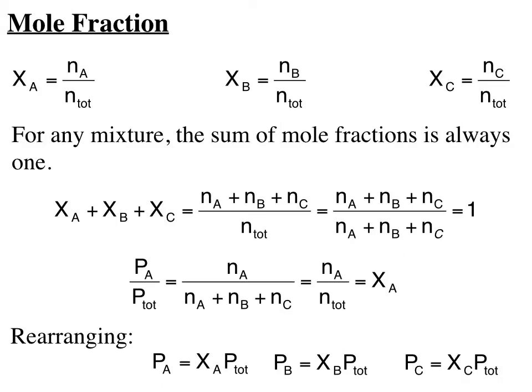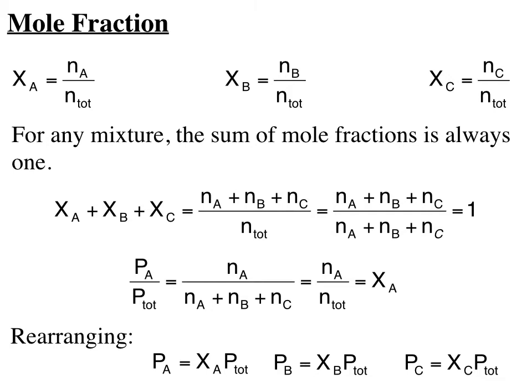What we're going to do is define the ratio of the moles of each substance to the total moles present in a sample as being known as the mole fraction. The mole fraction of A is the number of moles of A divided by the total number of moles, or NA plus NB plus NC. The mole fraction of B is the number of moles of B divided by the total moles. The mole fraction of C is the number of moles of C divided by the total moles. Now, if there were 4 components present, I would have A, B, C, and D.